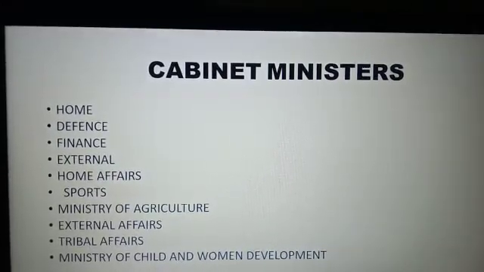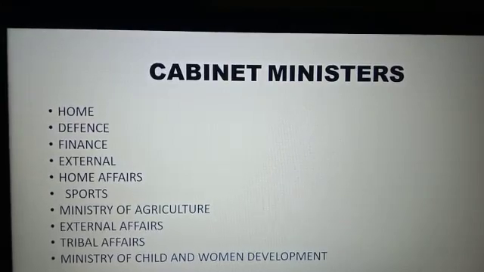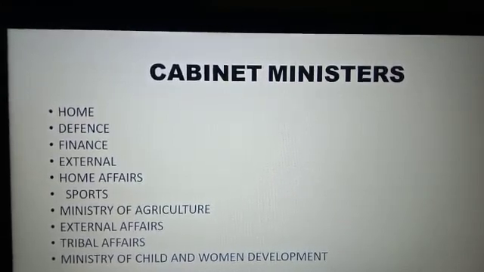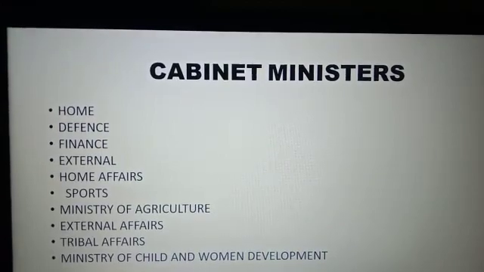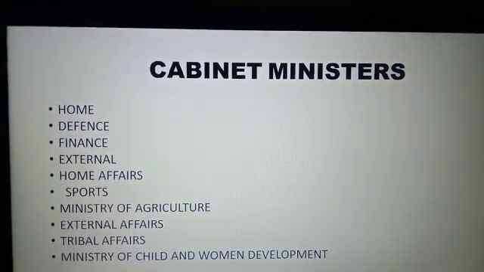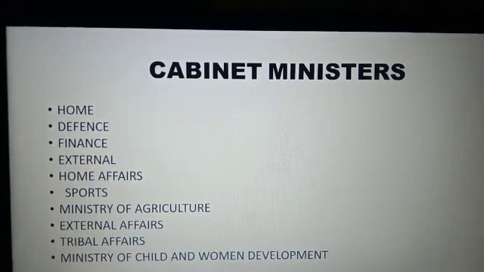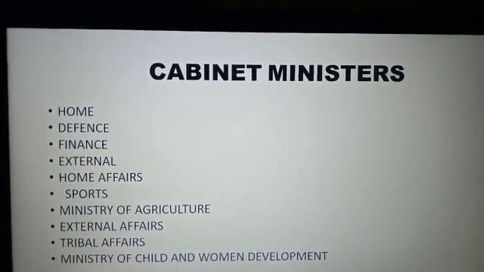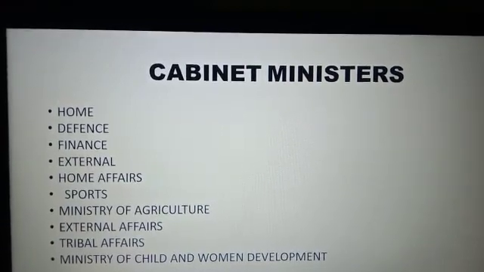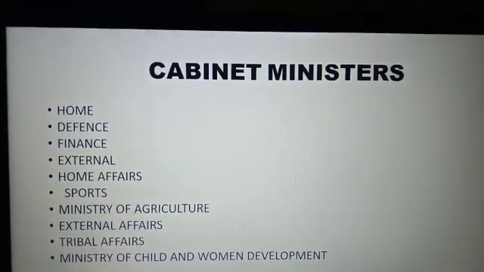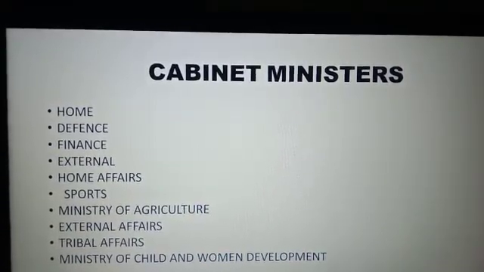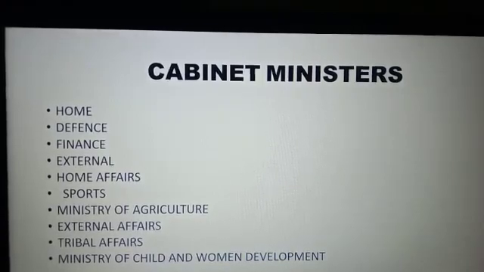The second is Defense Minister, then Finance Minister, External Affairs Minister, Home Affairs Minister, Sports Minister, Ministry of Agriculture, Tribal Affairs Minister, Ministry of Child and Women Development. You have to write down all about these ministers.